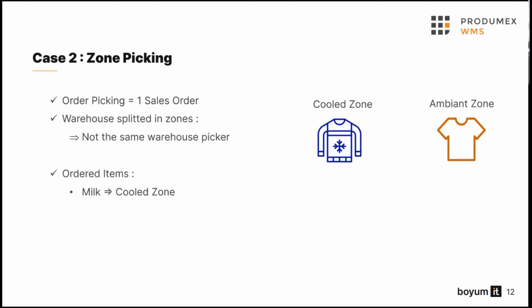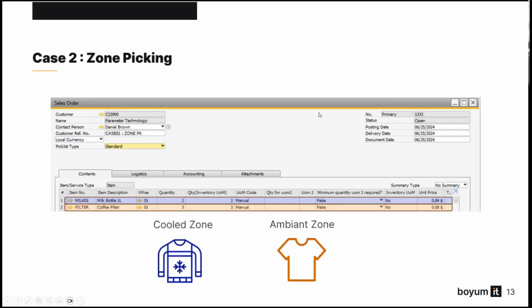Then on my order, I will have 2 items. I will have some milk that will be in my cool zone, and I will have some coffee filter that will be in my ambient zone. So I will divide my sales order on that. So this is my sales order 1333. And so you can see one line for the milk, one line for the filter.